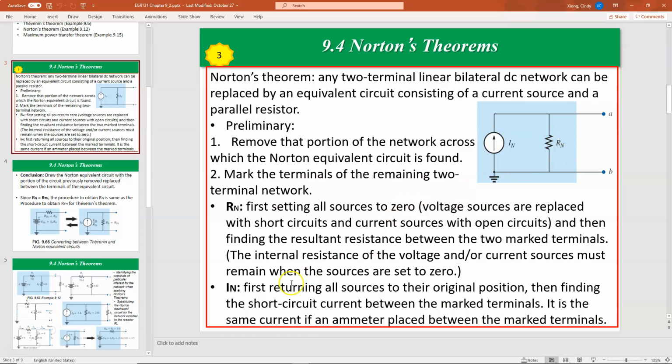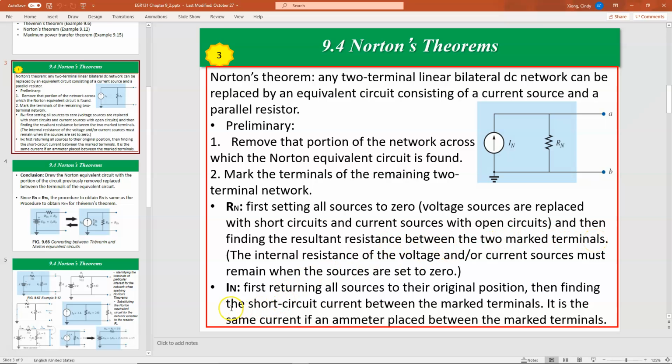First, how do we find Rn? The way we find Rn is actually the same as the way we find RTH. First, we set all sources to 0. If we have a voltage source, we replace it with a short circuit. If we have a current source, we replace it with an open circuit. Then we find the resistance between the two marked terminals.